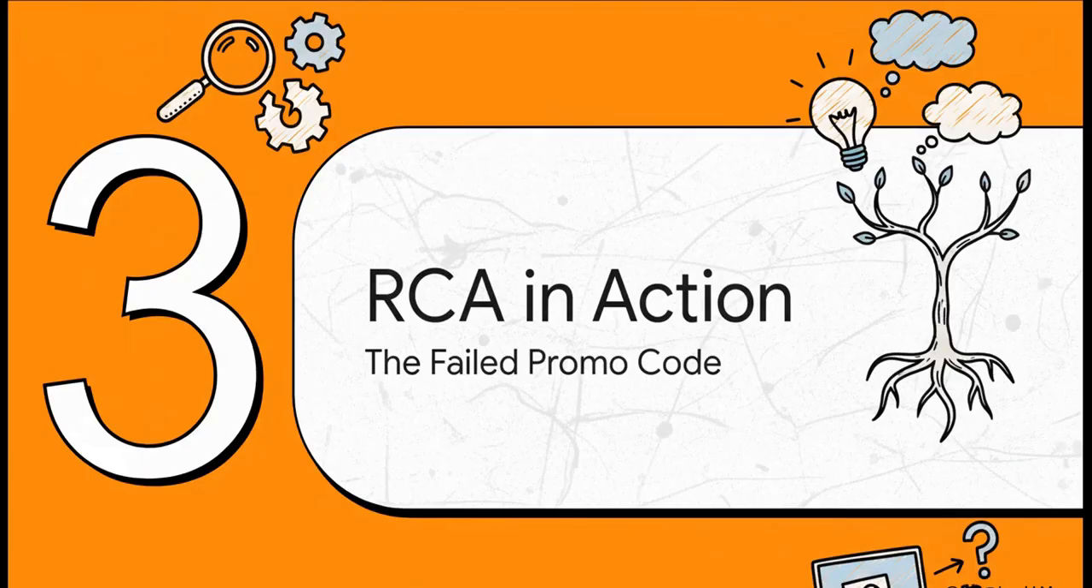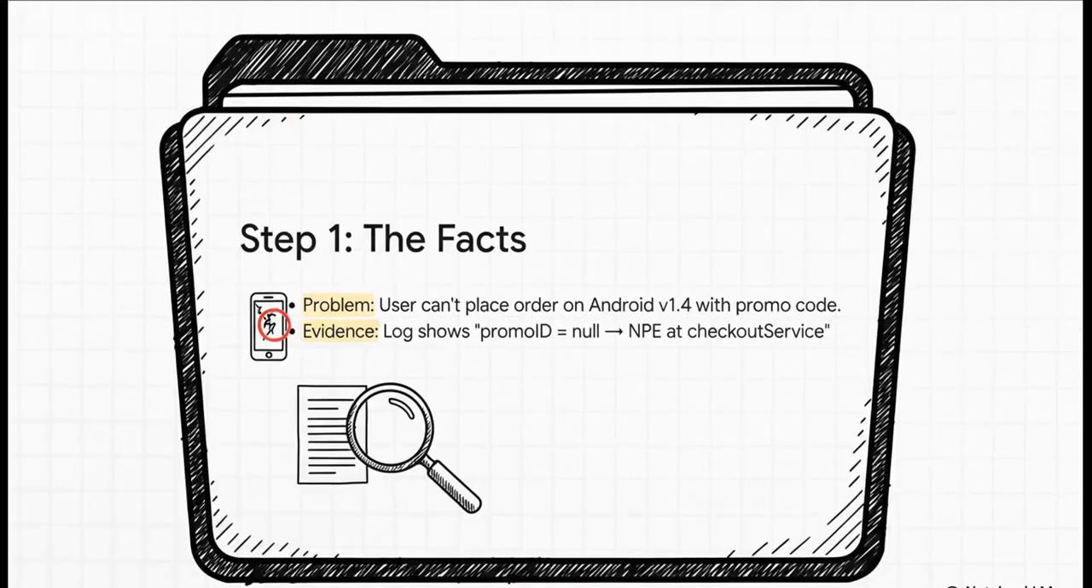Okay, theory is great, but let's see how this actually works in the real world. Let's take that failed promo code example and walk through a quick case study to see this whole workflow in action. First up, you've got to document the crime scene. And notice how specific this is. The problem statement isn't just, checkout fails. That's useless. It's the app version, the platform, the exact action the user took. And the evidence, a direct quote from the logs. You're building an airtight, fact-based case right from the start.